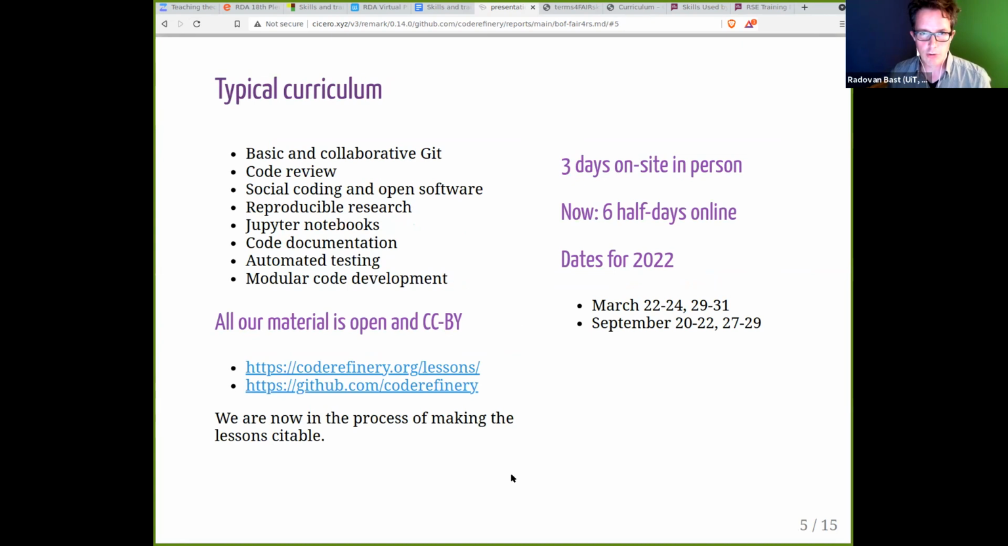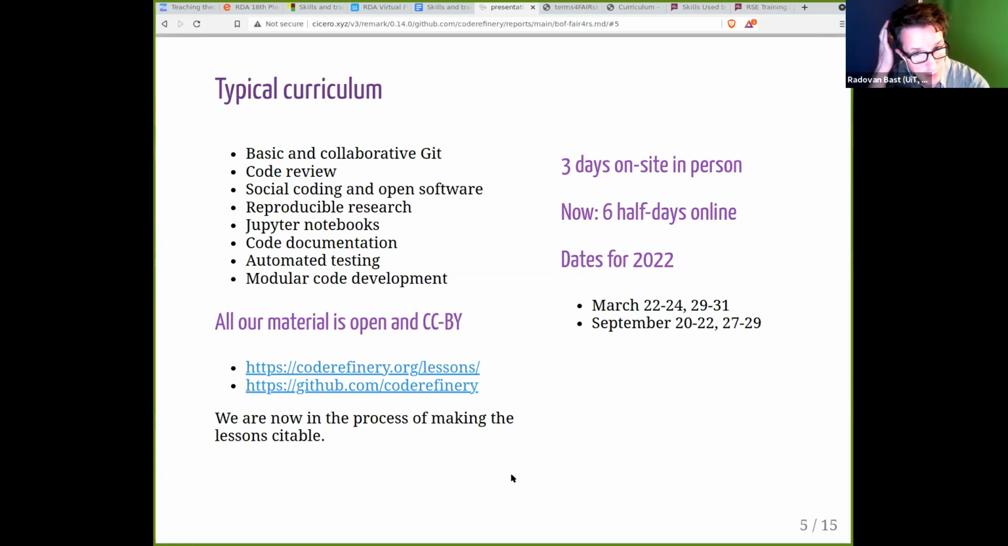The typical curriculum is basic and collaborative version control. We really focus on collaboration. It's a code review. We teach social coding, software licensing, of course, FAIR principles, FAIR tools, reproducible research, Jupyter notebooks, how to document code, how to test code, modular code development, and some other lessons.